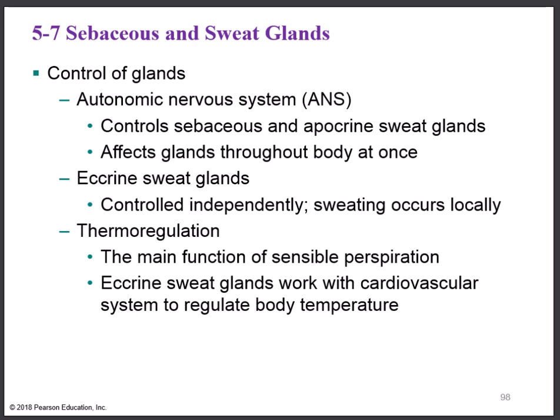Okay, so what controls our glands? There's a part of the nervous system, and we're going to get into this later in the semester, called the autonomic nervous system. This is a part of the nervous system that just kind of works. You don't have to really think about it. It's unconscious. It just does its thing without you really being aware of it. The ANS controls the oil glands, the sebaceous glands. So when you start producing oil, that's from your nervous system. And it also stimulates the apocrine sweat glands.